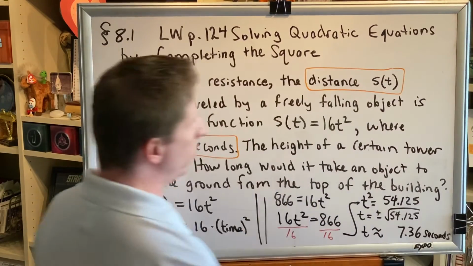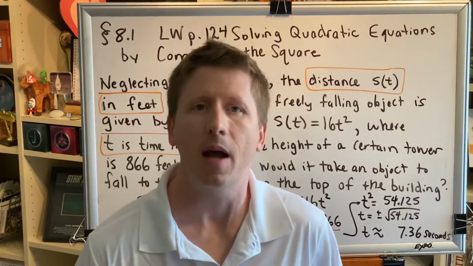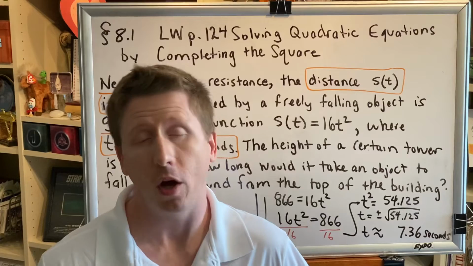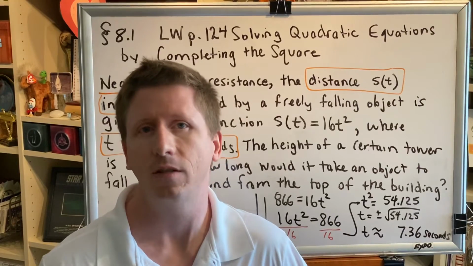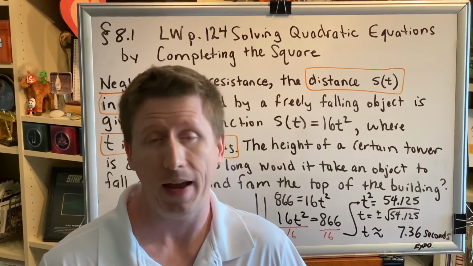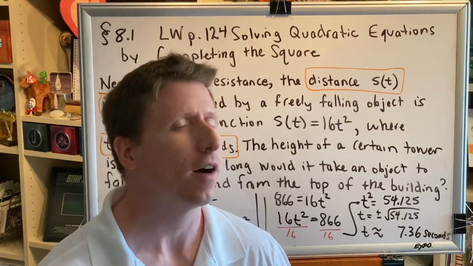Now you might have noticed that I dropped the plus or minus symbol. Why? Because time cannot be negative. Think about it. If you go to the top of a building and you drop an object, and then someone asks you, how long did it take to fall to the ground? Would you ever say negative time? Certainly not. This is real life, not a sci-fi movie.